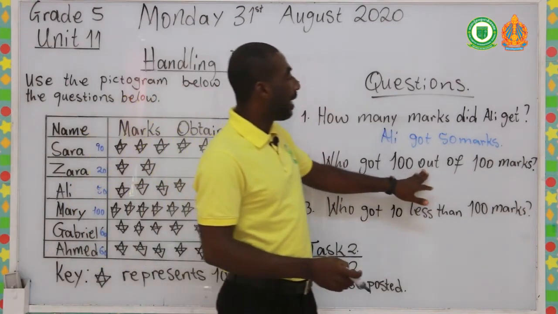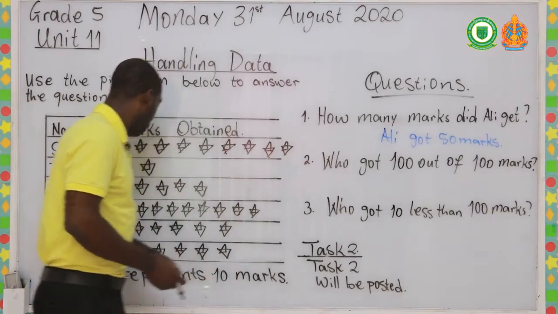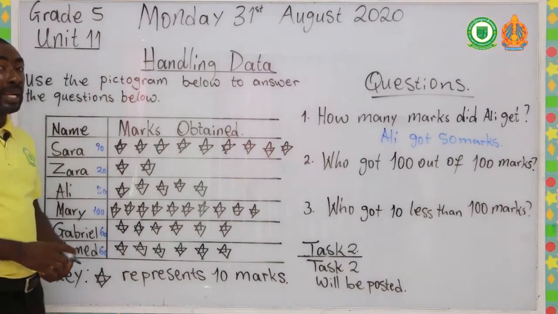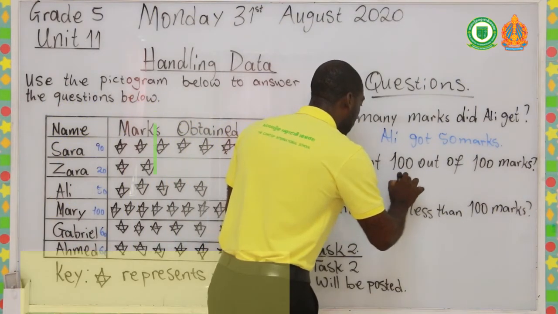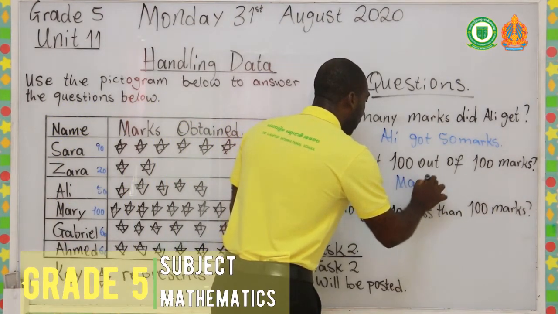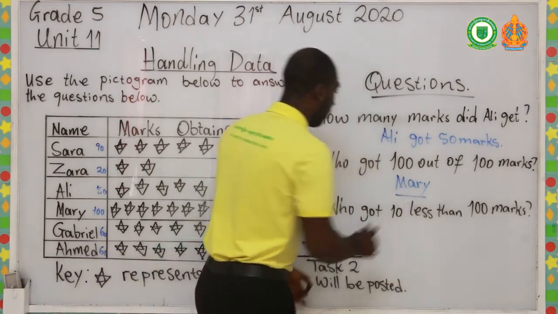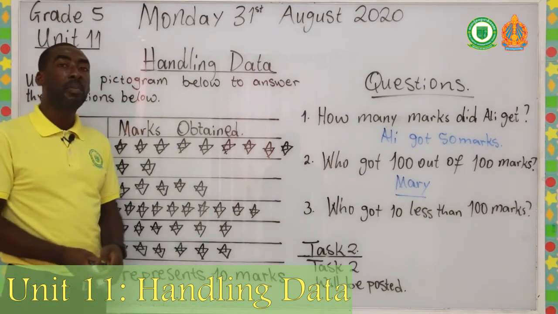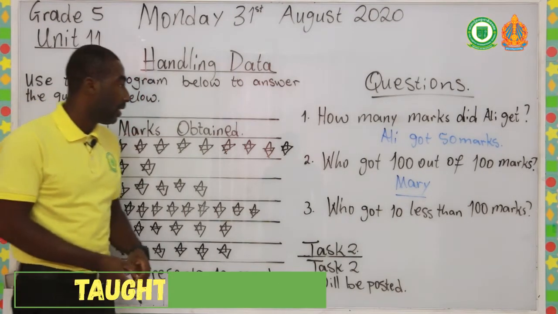Who got 100 out of 100 marks? If you look at your pictogram, Mary got 100, so it becomes easy. Because the question says who, okay, you write Mary. So she got 100.